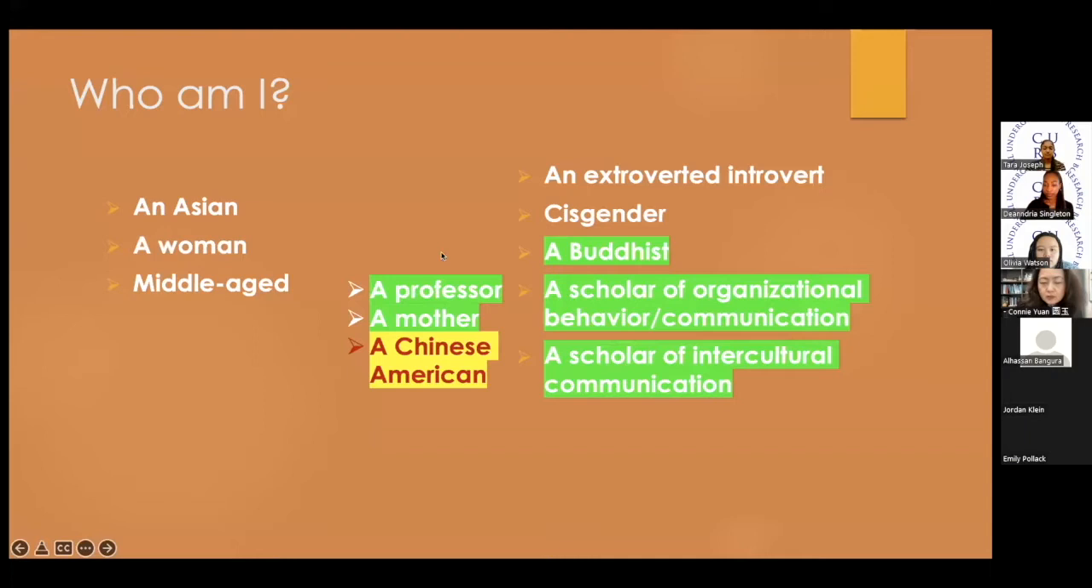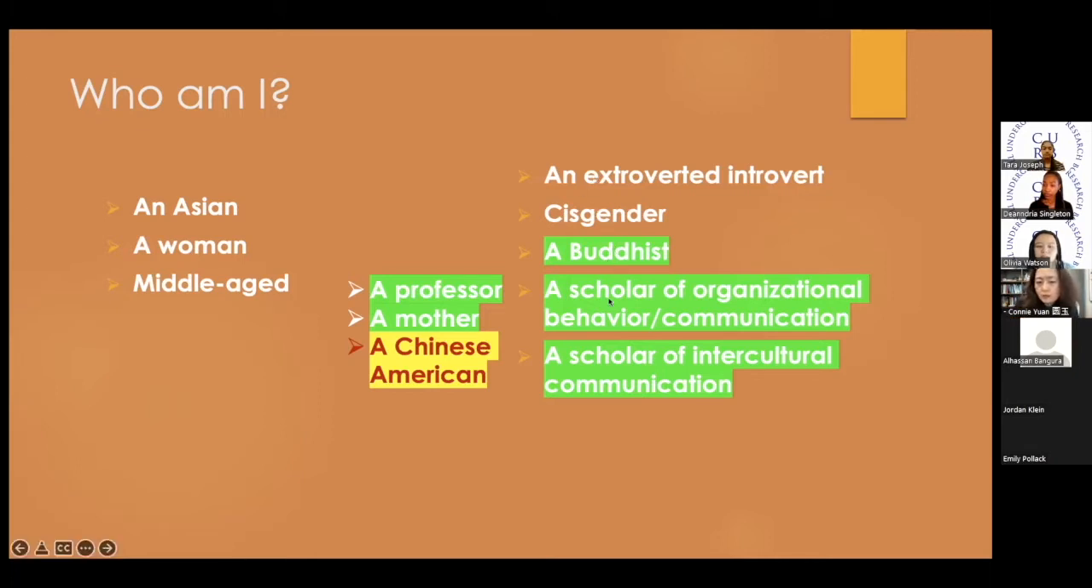Okay, so I put them into these clusters because these traits are, on the left side, the visible ones: Asian, woman, middle-aged. And these are invisible traits: cisgender, Buddhist, scholar of organizational communication, intercultural communication. I also have a few in between: a professor, a mother, a Chinese American. They can be in the middle because a professor may dress in a certain way, and just by looking at how a person behaves or dresses, sometimes we can guess their identity.